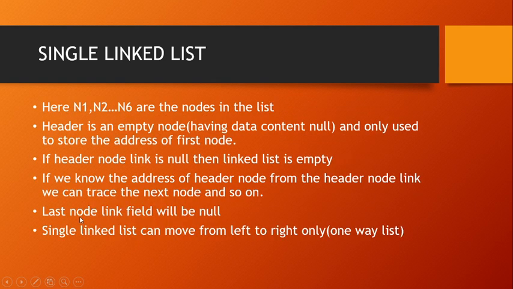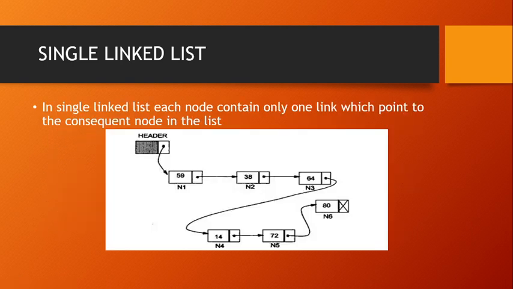The last node link field will be null. Another important factor: how will you identify the last node of the linked list? It is a collection of memory locations, so the last node link will be null.